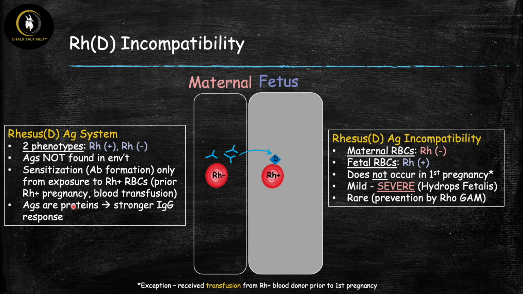The final thing that's different here is that these antigens are not carbohydrates, they're proteins. That means that they are going to generate a strong IgG response, which can cross the placenta and cause major hemolysis. So now let's talk about the disease. So this is rhesus antigen incompatibility.